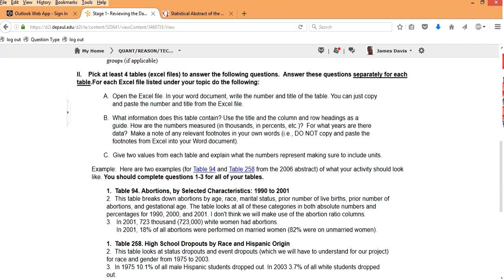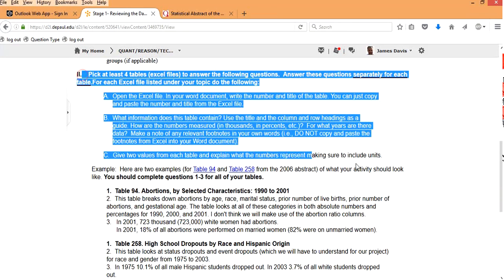Now, they don't have to all necessarily come from the same subsection of the U.S. statistical abstract, right? So, for example, most of my data came from births, marriages, and divorces, but my education data came from a completely different section because I thought it was related. You're not limited by that. For each of your 4 data tables, once your group has found them, you're going to answer number 2 separately for each of them. Make sure that you do this for each of your tables. If you do it for just one of your tables, your group is going to lose points unnecessarily.